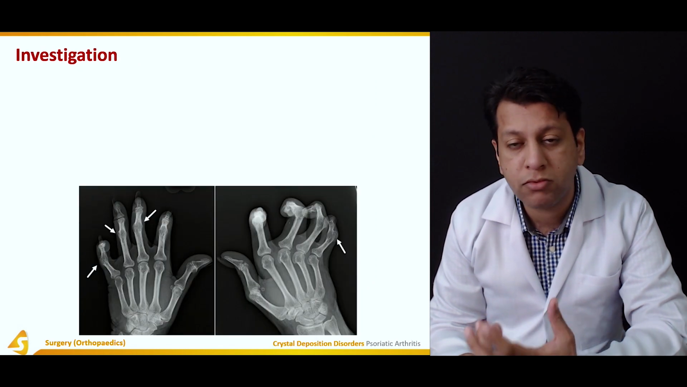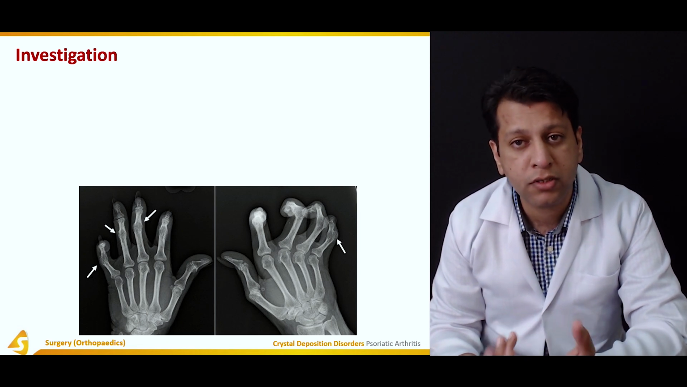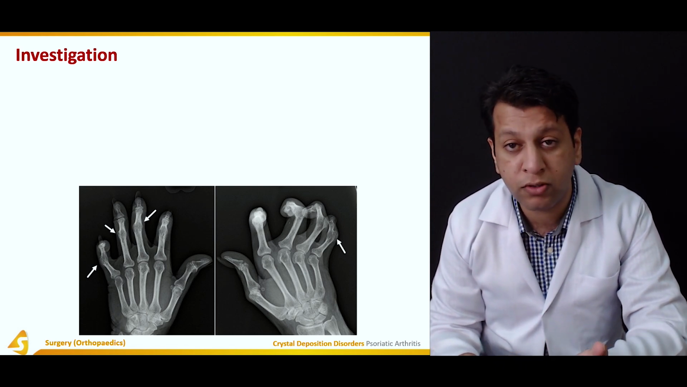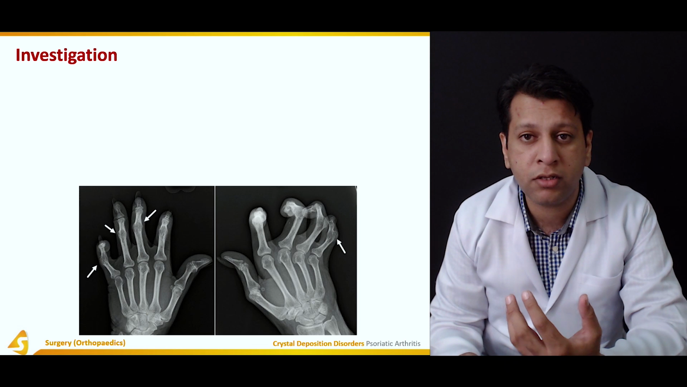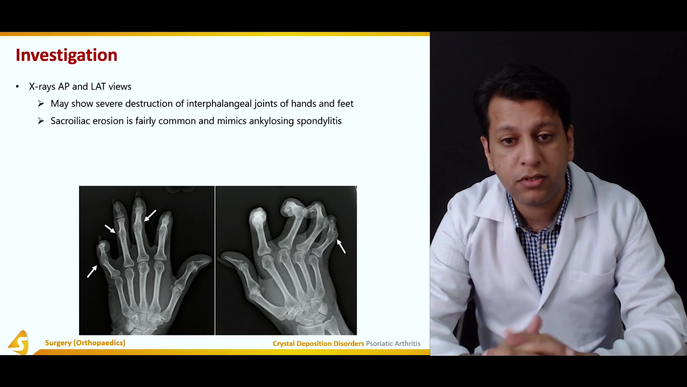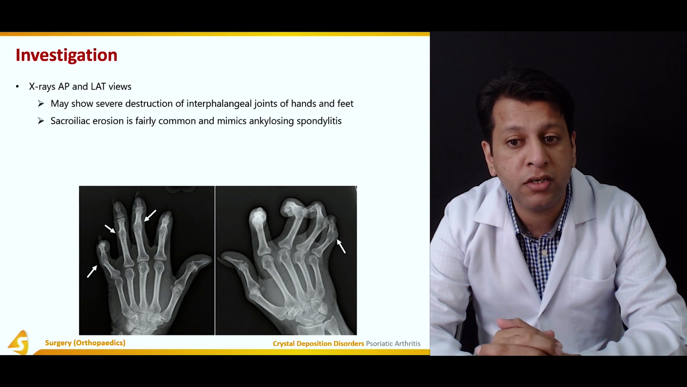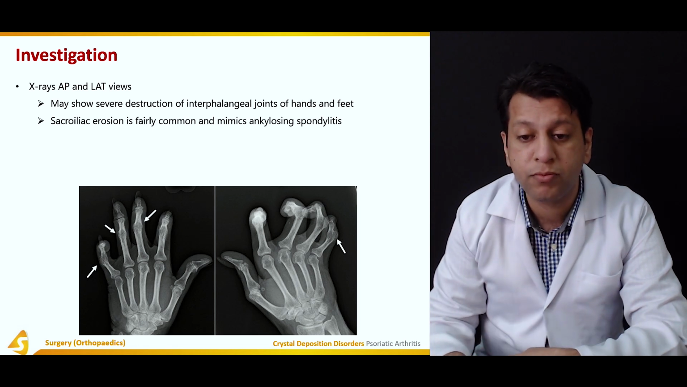Investigations include, first of all, radiographs. If there is anything involving a joint, first and foremost investigation is radiographs. Then others could be CT if you want to assess the bone properly, but if we want to assess the soft tissue or the joints, then probably the MRI is the investigation of choice. The first is X-ray, AP and lateral view. Of the hand, they will show severe destruction of interphalangeal joints of the hand and feet. In X-ray of the pelvis, sacroiliac erosion is fairly common and mimics ankylosing spondylitis.